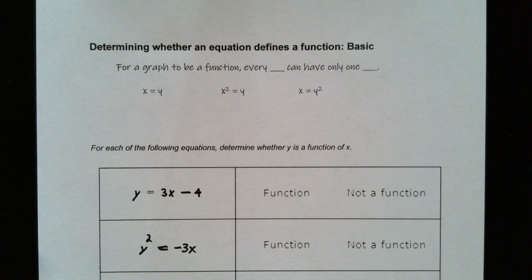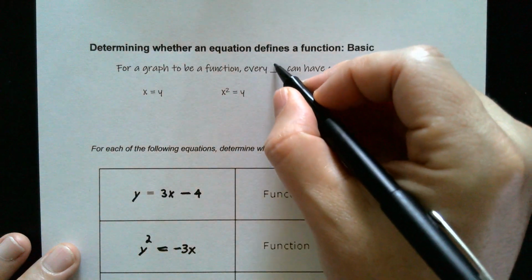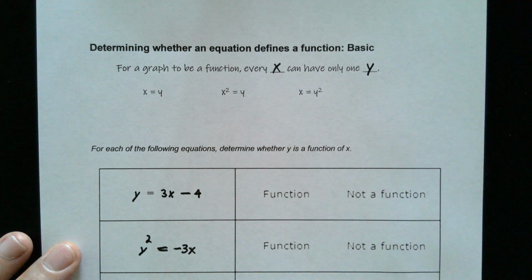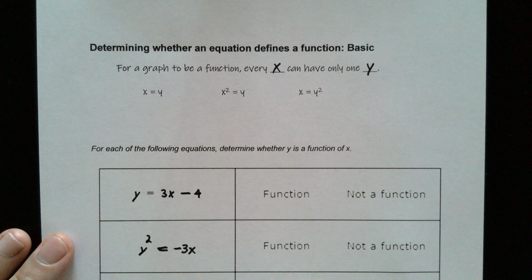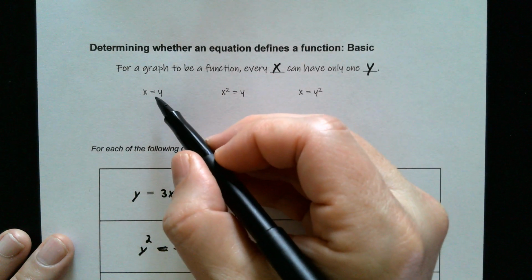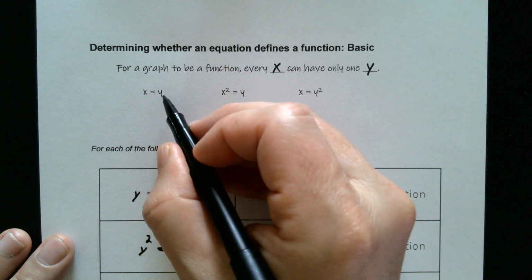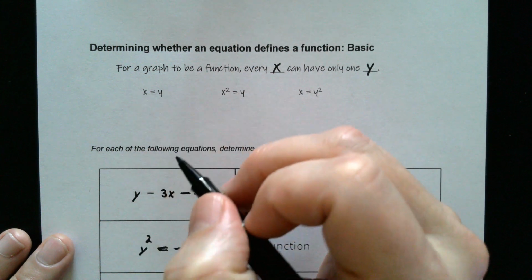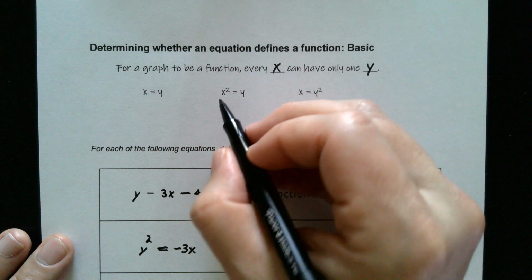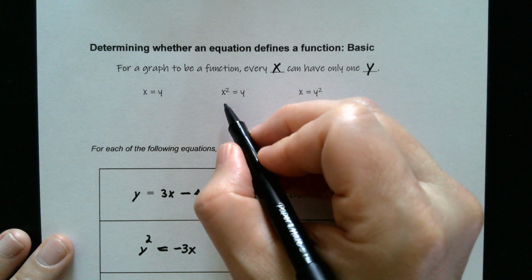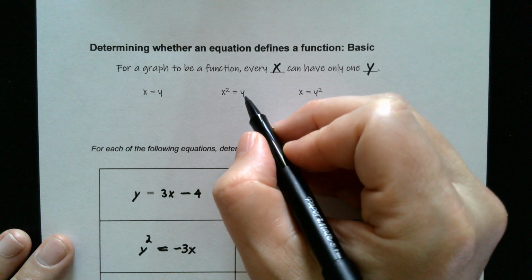Okay, in this video, we're going to determine whether an equation defines a function. For a graph to be a function, every x value can only have one and only one y value. So this would be a function. If I plug in an x, I can only get one answer out for y that would be equal to x. This is a function because if I plug in an x, there's only one answer for y that I could get.